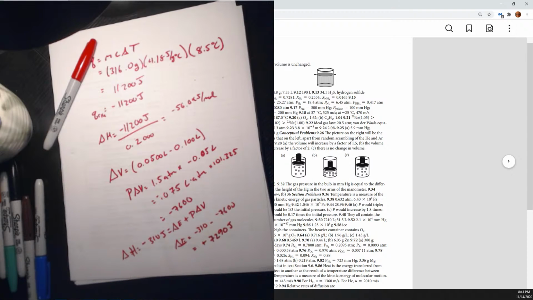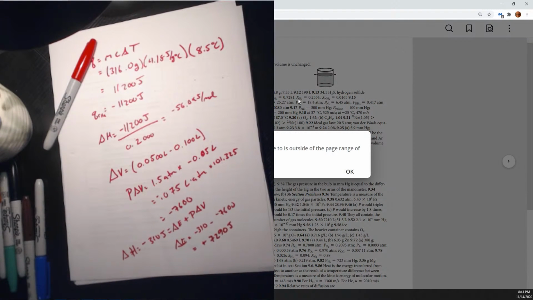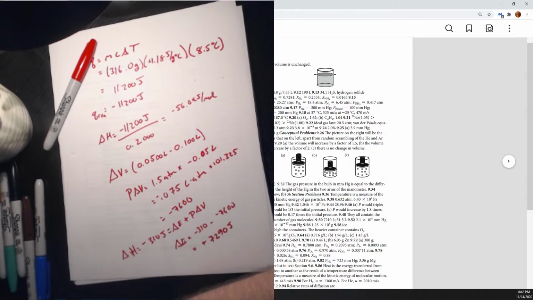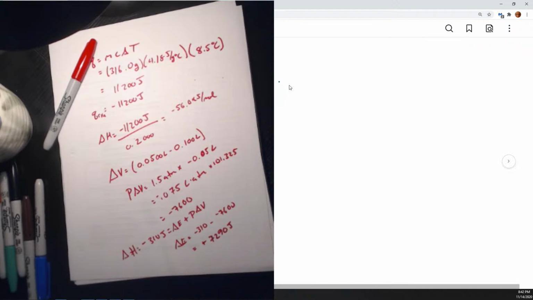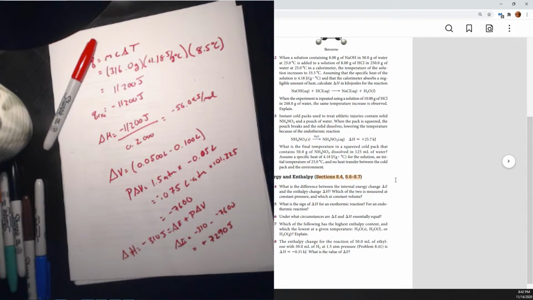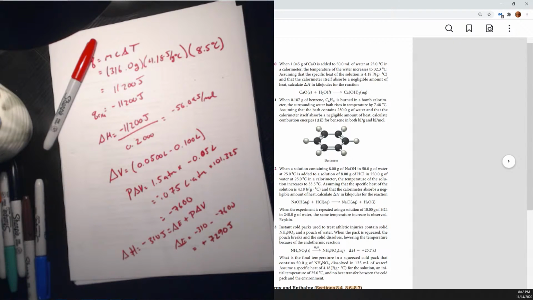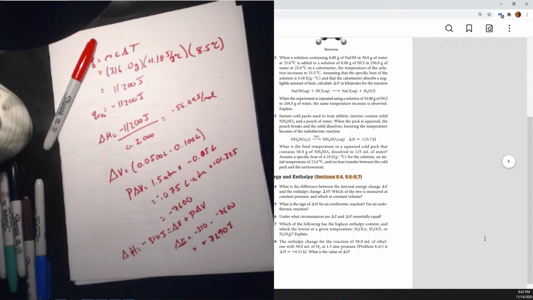No, that's wrong. What did I do wrong there? Okay, let's try this again. I got the final volume right. It is 50 mL.